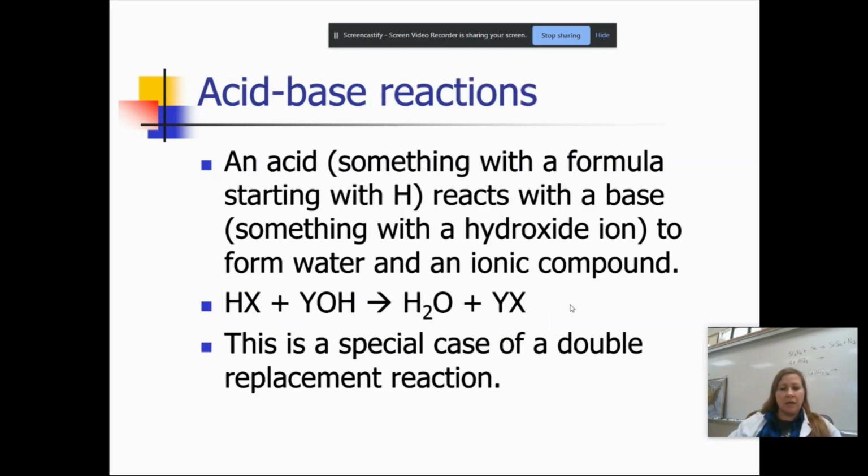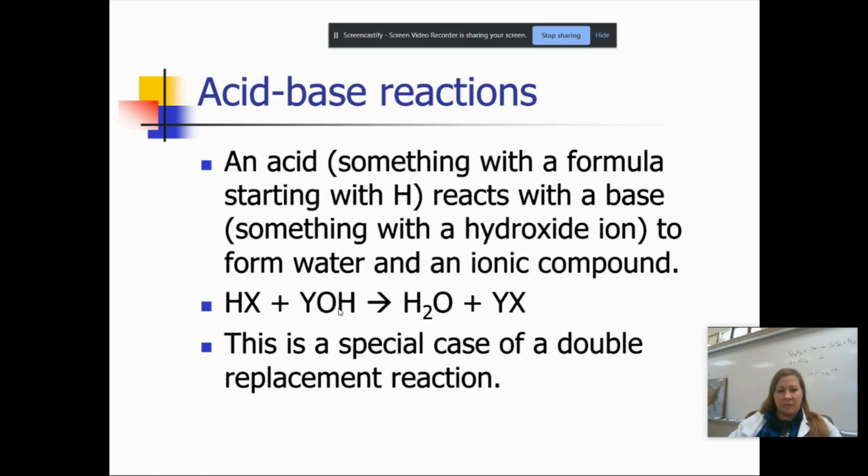Acid-base reactions, we're always going to assume that they will react. When you mix an acid with a base, it neutralizes. So an acid, of course, is something that starts with an H, and a base ends with OH. And I might swap those two around. Sometimes you write the base first and then the acid. It really doesn't matter how you write it. So you'll see probably both ways on the upcoming test.